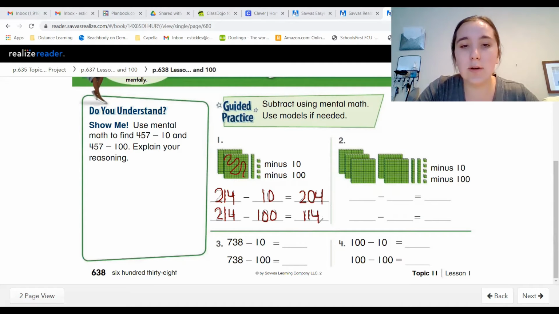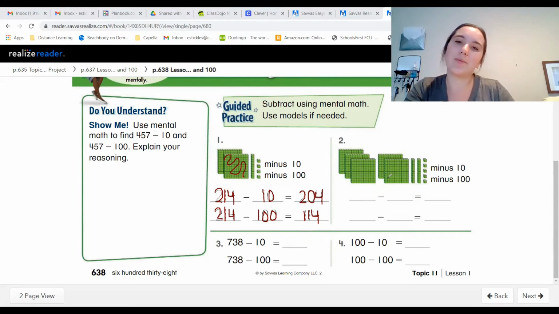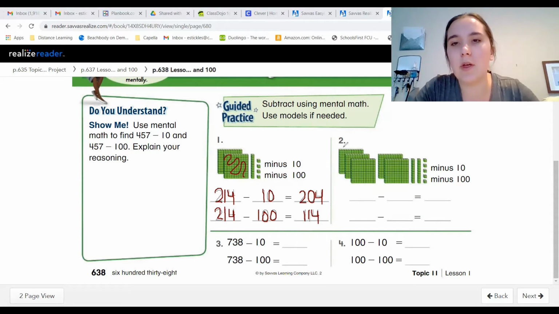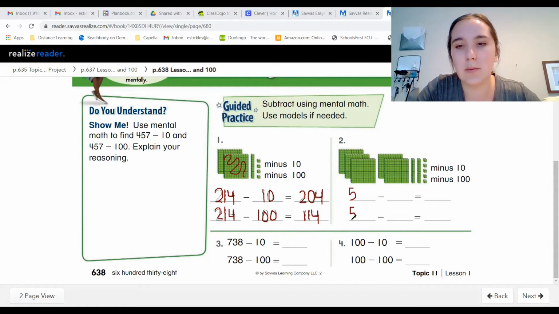So that means that 214 minus 100 is 114. Only my hundreds place changed. Let's do number 2. Let's see how many hundreds blocks we have. 1, 2, 3, 4, 5.